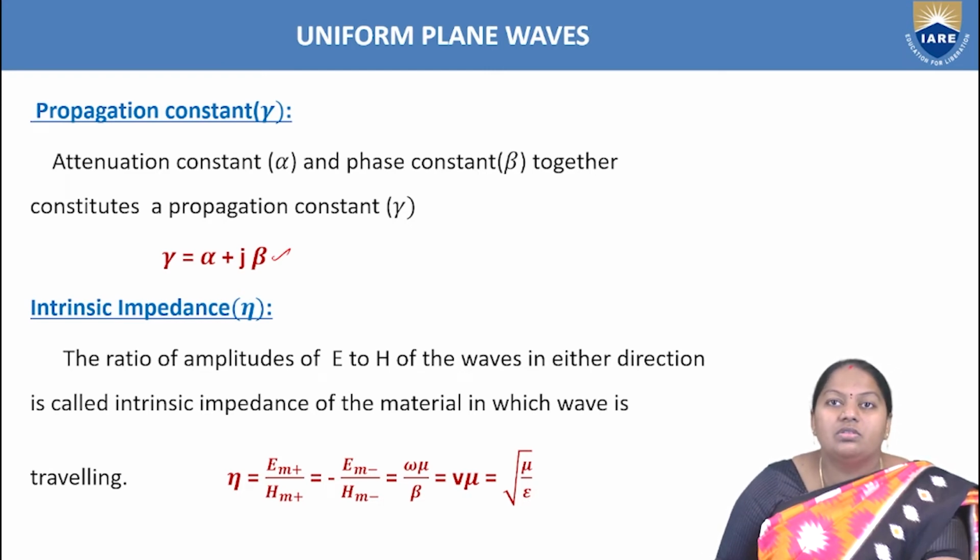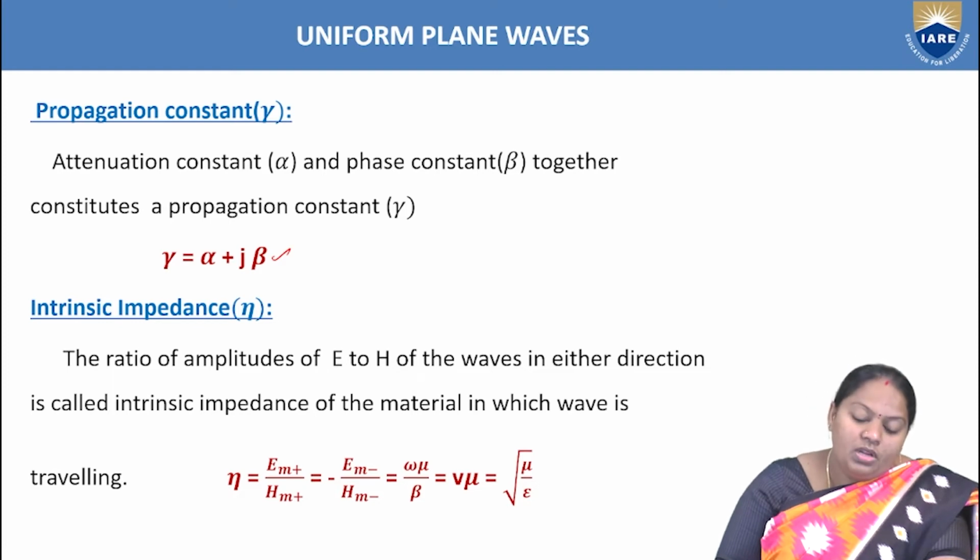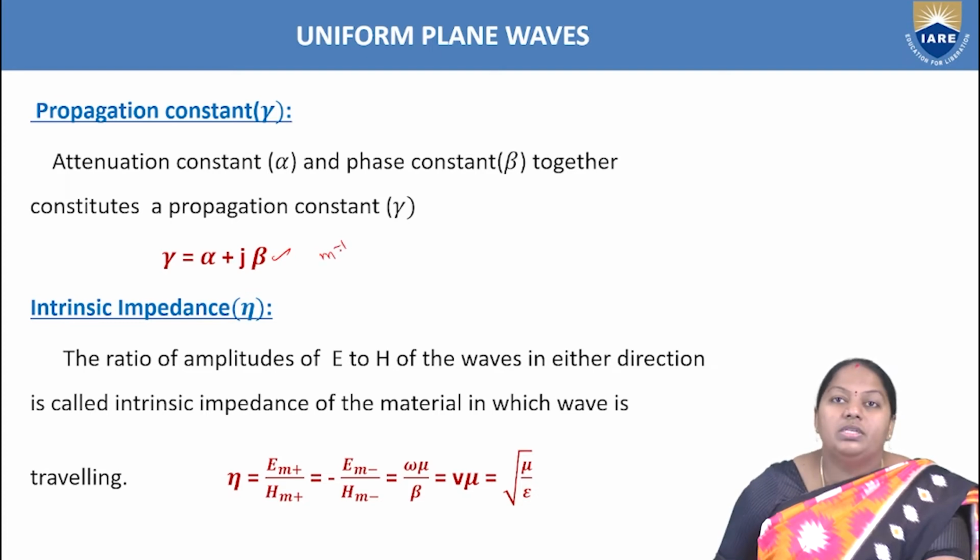Let alpha be the attenuation constant and beta be the phase constant, and gamma is the propagation constant. It is measured in meter inverse, or per unit length, hence 1 by meter is the unit for the propagation constant.